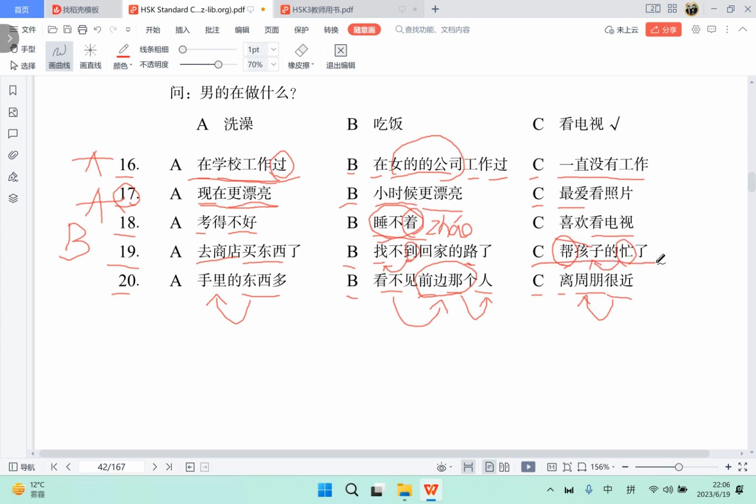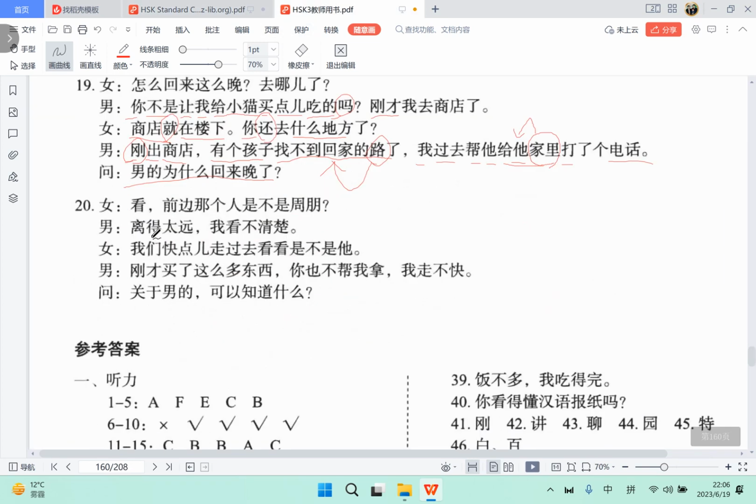So 帮孩子的忙了, right? He gave a hand to the child. So 第19题我们选 C. 20, 看前边那个人是不是周鹏? So look, that guy in front. Whether that guy in front is 周鹏 or not? So 周鹏 is the person's name. 离得太远了, it's too far away from him. 我看不清楚, so I can't see very clearly.